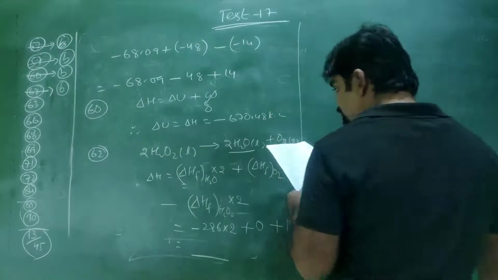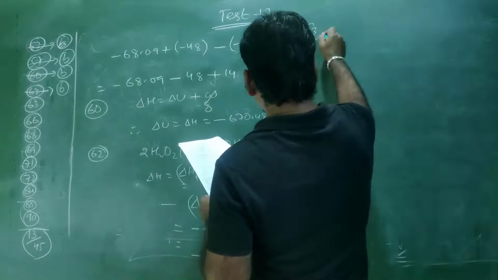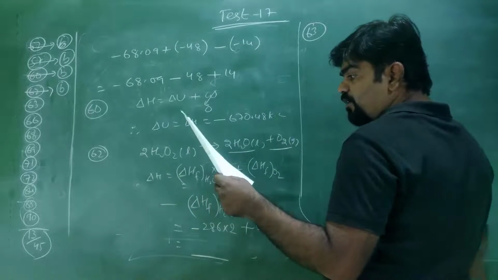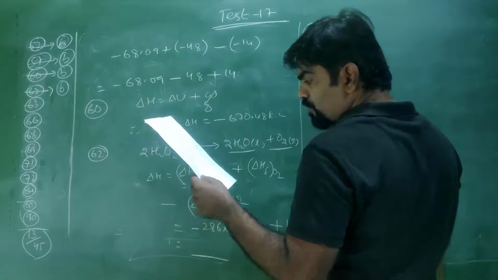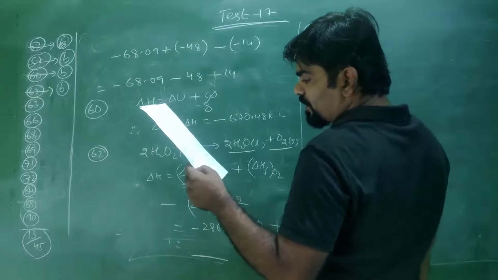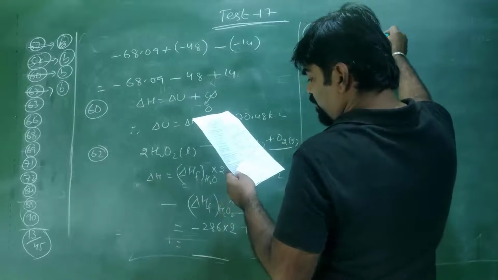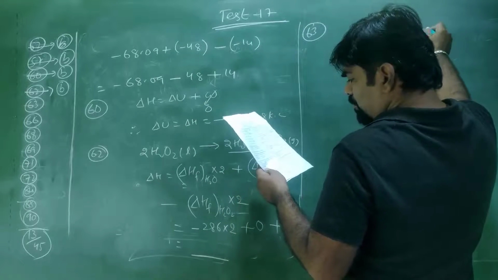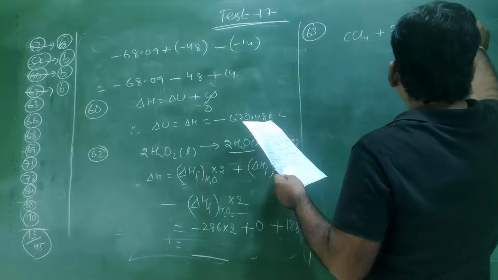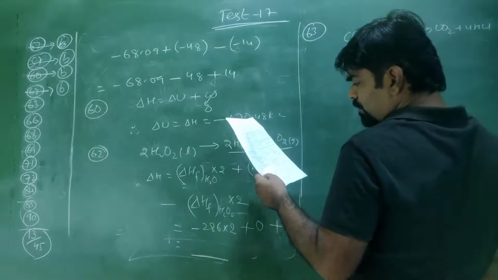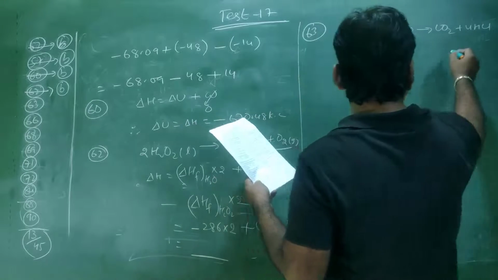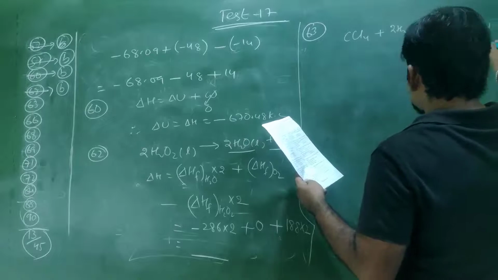Next is question number 63. The standard heat of formation of CCl4, H2O, CO2 and HCl are given. For the reaction, what will be the del H? We have reaction CCl4 plus 2H2O gives rise to CO2 plus 4HCl. Okay. For this particular reaction, what will be the value of del H?